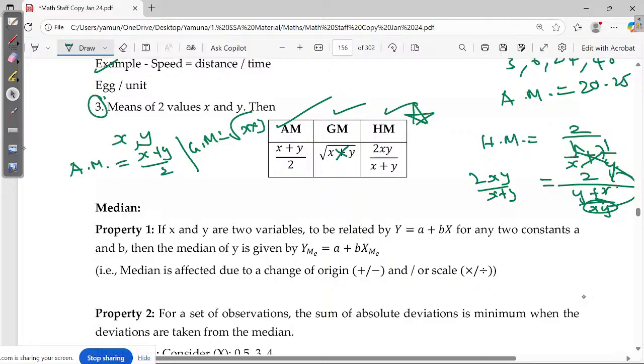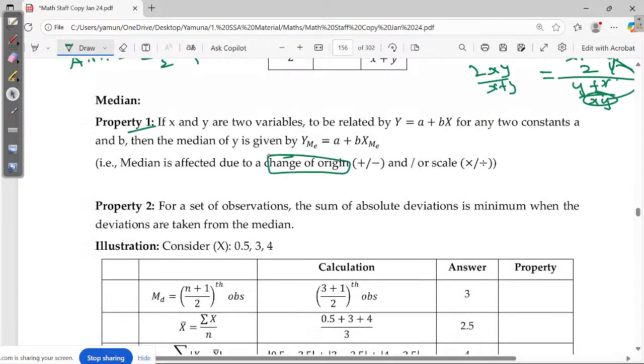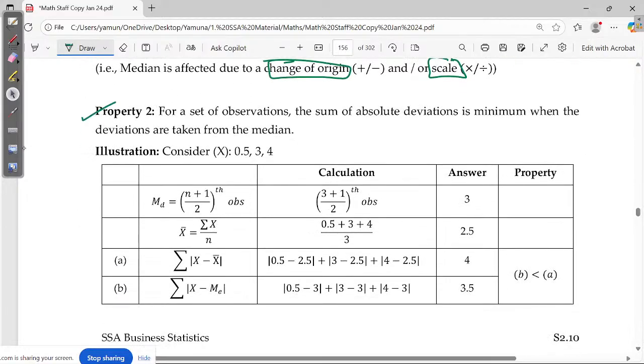That's about mean over. Median and mode. Shall I take it up? I have only a little content. Median. Property 1 is related to change of origin and scale. Probably I'll deal with that in the next class. This is a separate concept, so I'm not dealing with it now. Property 2. For a set of observations, the sum of absolute deviations is minimum when the deviations are taken from the median.